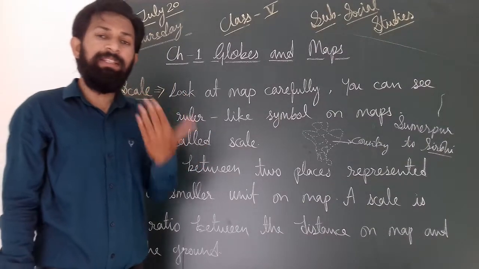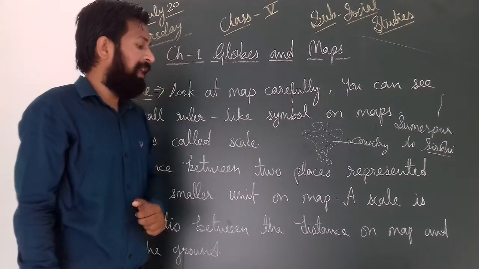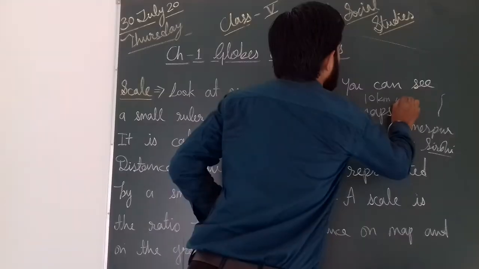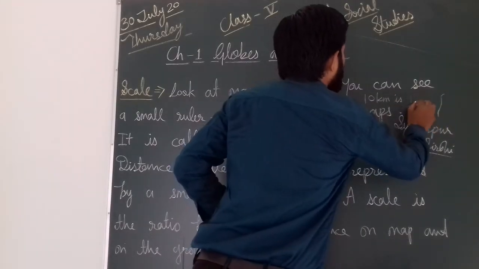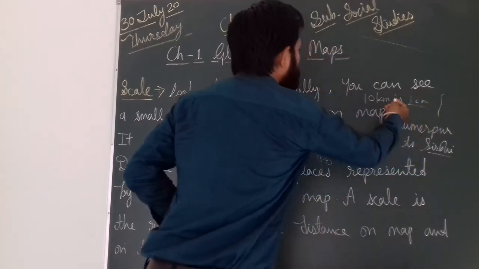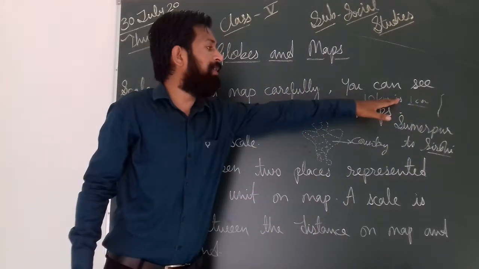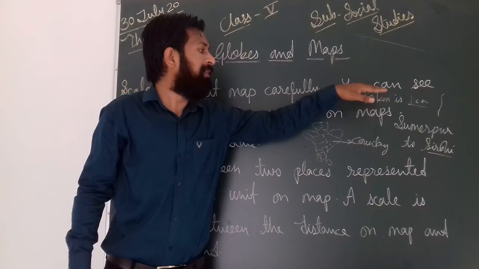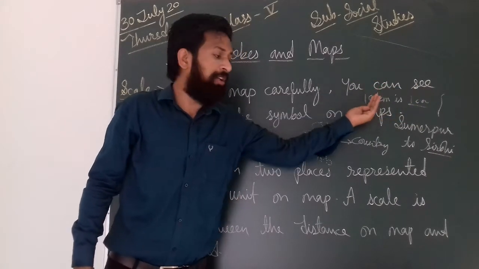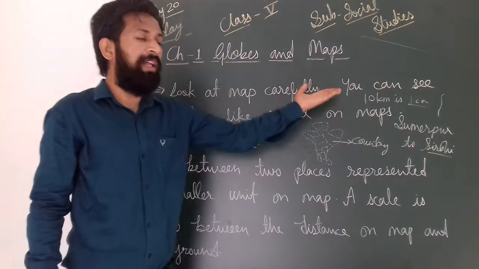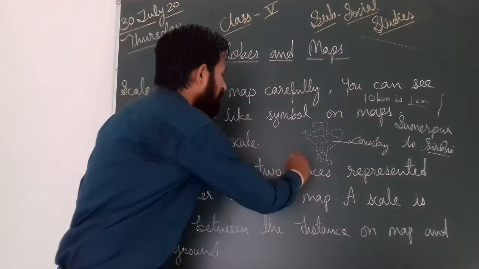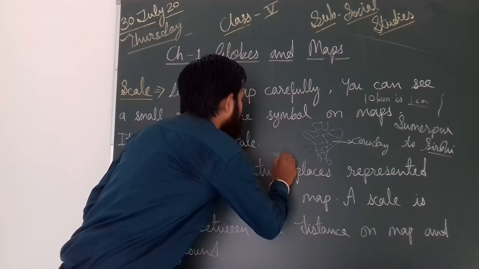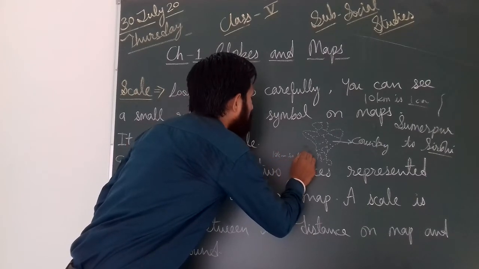Because of that we can easily represent the distance, like 10 km is equal to 1 centimeter. If you want to represent 10 km on the map, you can easily draw a 1 centimeter line. Then 1 centimeter represents 10 km. Whenever you take such a scale, it is already written downside of the map: 10 km is equal to 1 centimeter.